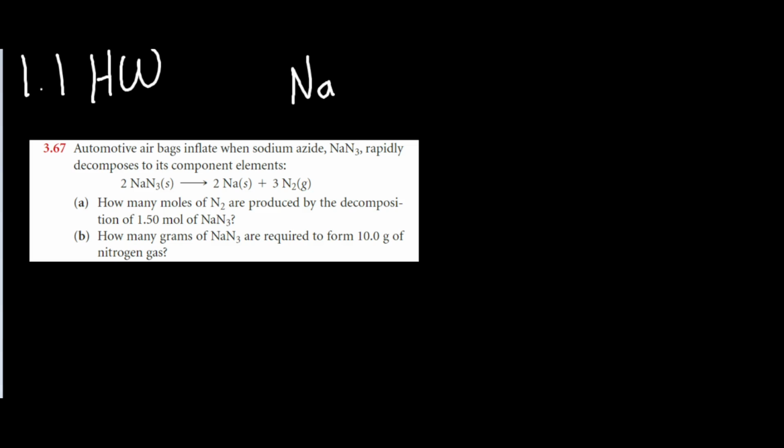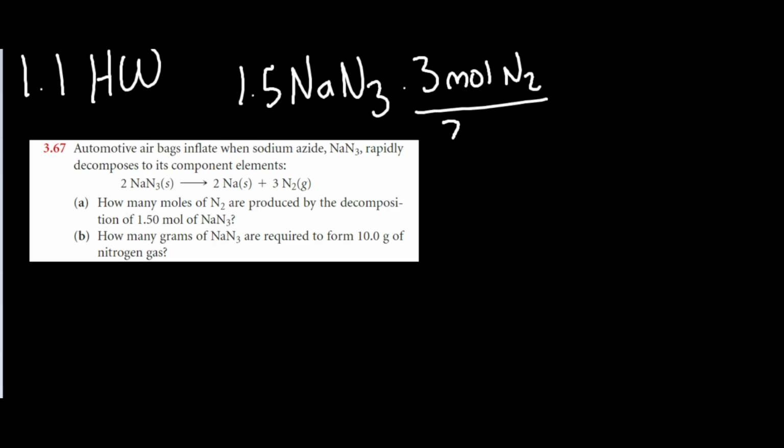So you're going to have your 1.5 moles of sodium azide, and you're going to be multiplying it by your molar ratio. For every 3 moles of nitrogen, you have 2 moles of sodium azide. Those units cancel, and you get 2.25 moles.